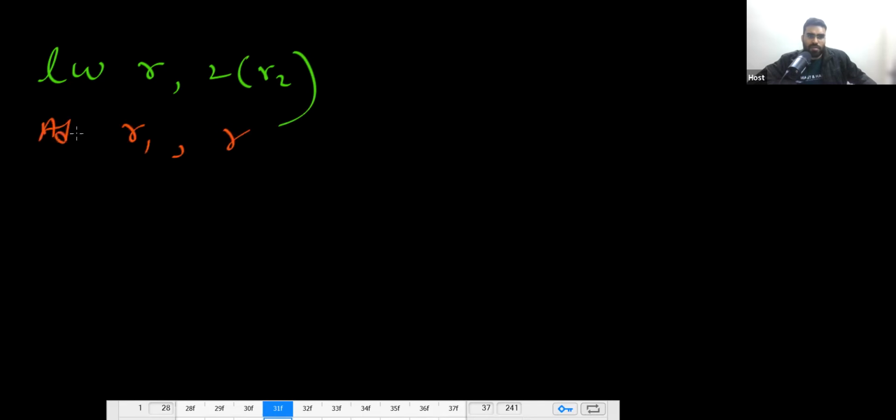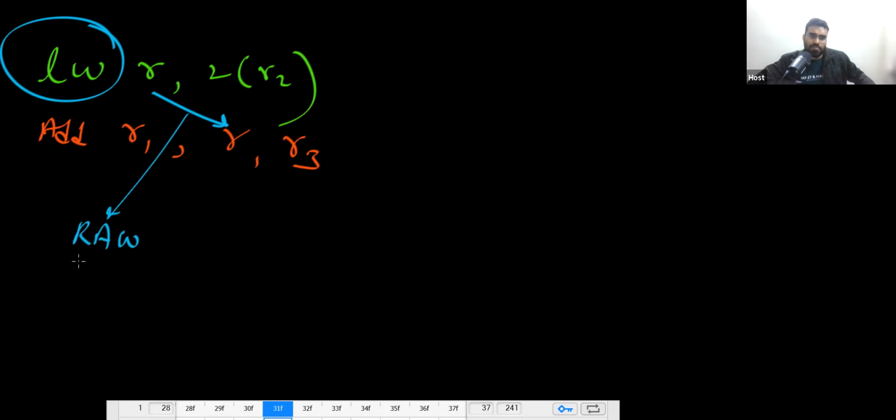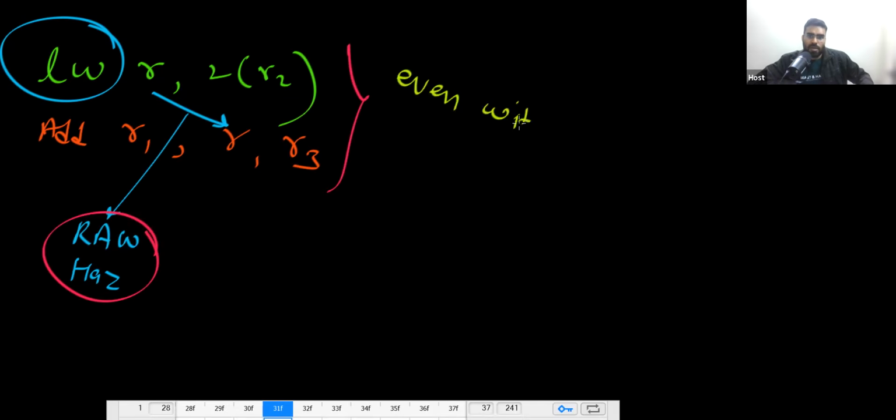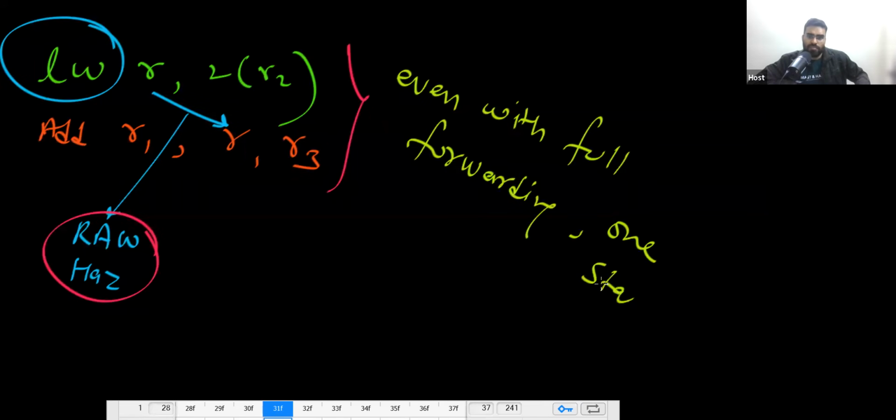Do you remember the example? For example, if you have load word R1, in R you are loading something, and let's assume that this R you are reading here. So let me assume that you have this type of situation. This is a load instruction. This is a RAW hazard. And you can notice that even forwarding cannot eliminate it. Even with complete full forwarding, we need one stall.